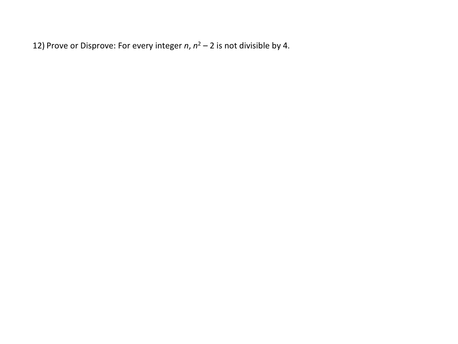Number 12, prove or disprove: for every integer n, n squared minus 2 is not divisible by 4. So let's do a couple of tests. Choose a random integer, n equals 8. Okay, so n squared minus 2 would be 64 minus 2, which is 62, and that is not divisible by 4. Seems true there.